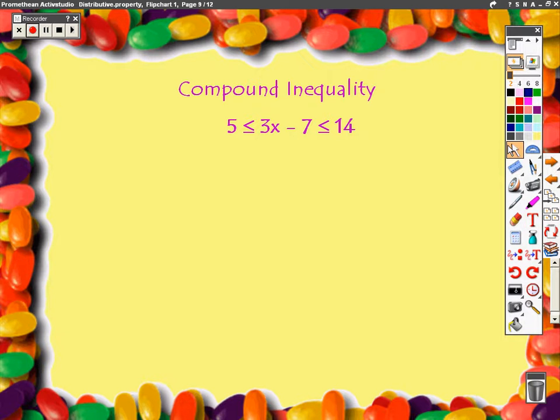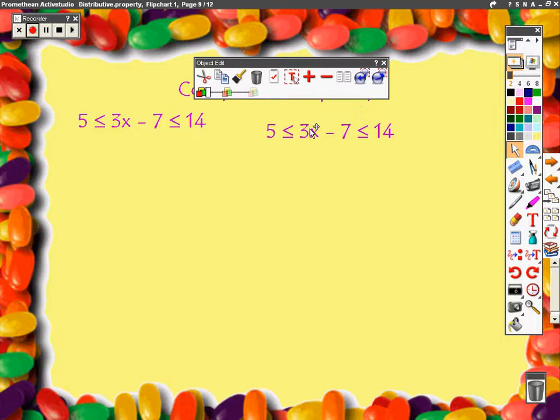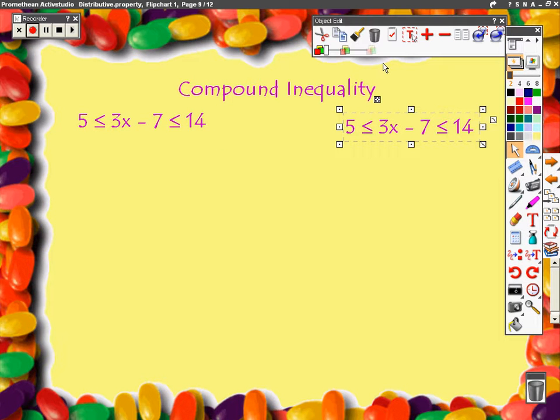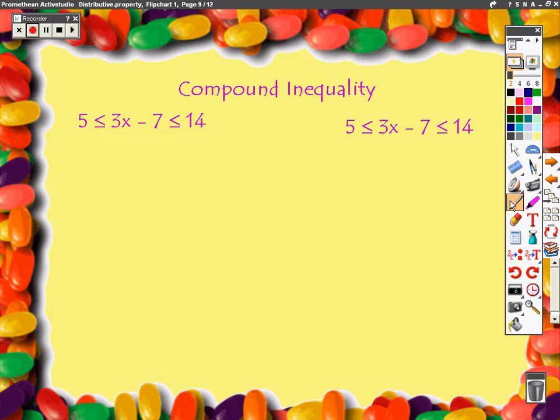There are two ways that I'm going to show you how to do compound inequalities. I'm going to pull one over here, and I'm going to move this one over here. Okay, and let's get rid of that. Alright, so the first way I'm going to show you is kind of a quick and easy way, but sometimes you have to be careful with this.